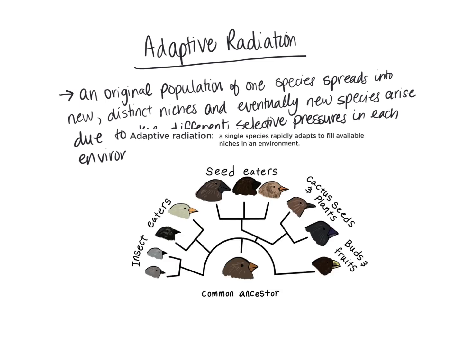So in this example, we can see that there was one population of this common ancestor of bird, and this bird had a particular beak shape. Well, once the new environment niches became available, different birds began filling in the different niches, and their beak shapes and sizes changed in response to the environmental pressures. And in this case, it was what they ate.